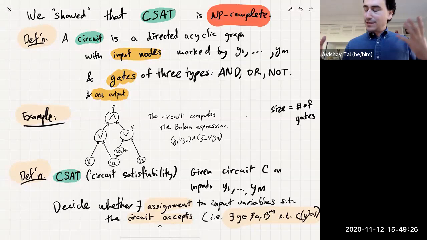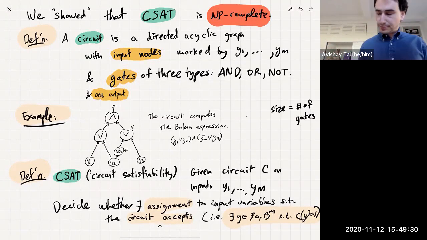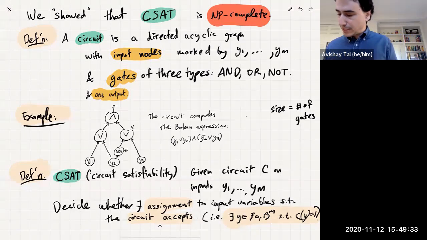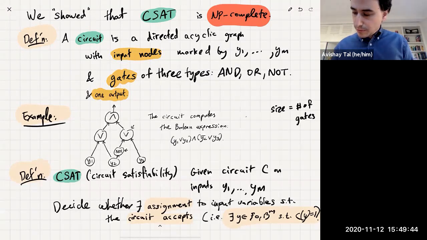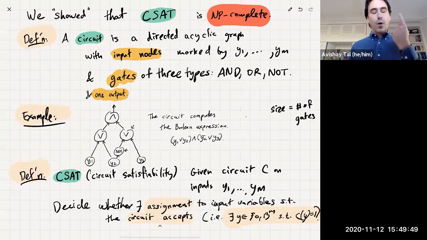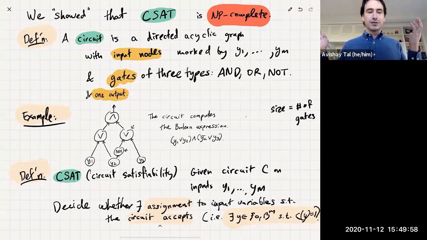Circuits sort of represent Boolean expressions or Boolean functions, right? In particular, this circuit represents this Boolean expression. It's Y1 or Y2 and Y2 not or Y3. Okay, and also let me mention that every circuit that we will talk about has only one output wire. So there's one thing that goes up to nothing, and this is the output of the entire computation.